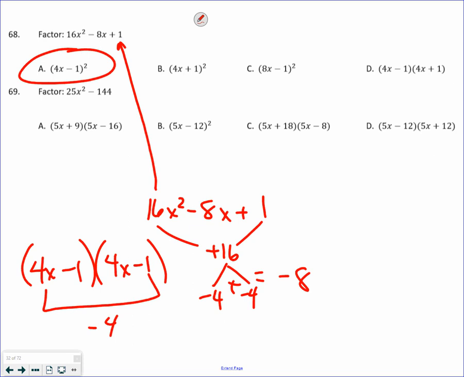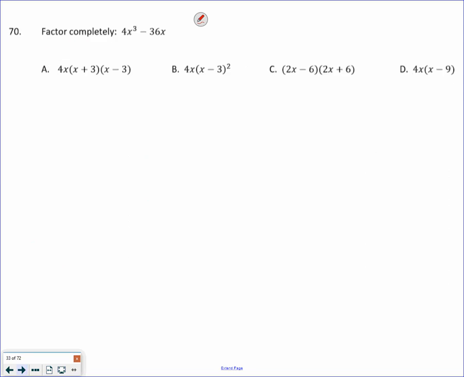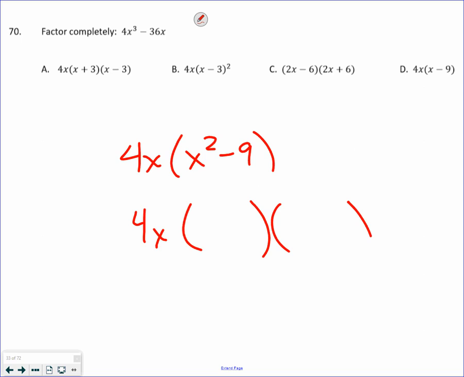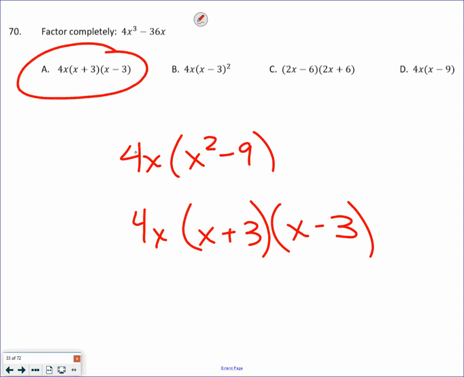The first one's a perfect square, the second one's a perfect square, and there's a minus sign. So you're talking about 5x minus 12 and 5x plus 12. So D is the correct answer. Is there a GCF? They are both divisible by 4x. Factor again, because you can: two perfect squares, x and x, 3 times 3, one's plus, one's minus. So A is the correct answer.